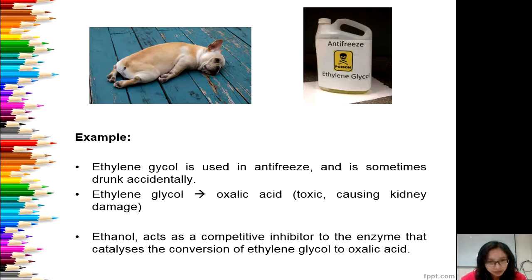Because this reaction is happening inside the body, of course, there is an enzyme that can catalyze the change of ethylene glycol into oxalic acid inside our body. So to reduce this effect, we just give something that can act on this enzyme, which is an inhibitor of this enzyme. What is the inhibitor? It's ethanol or alcohol. Ethanol can act as a competitive inhibitor to the enzyme that catalyzes this conversion.